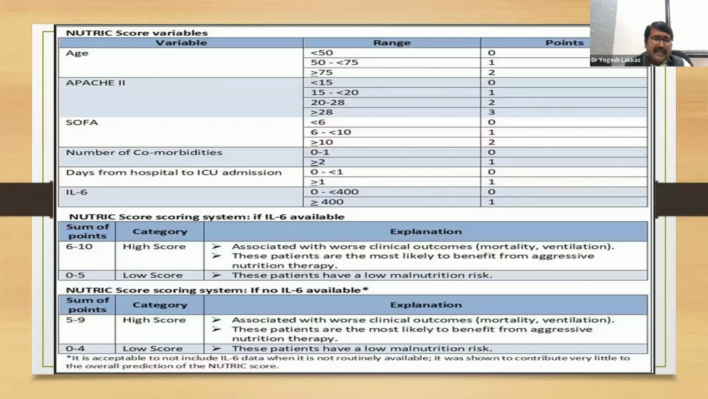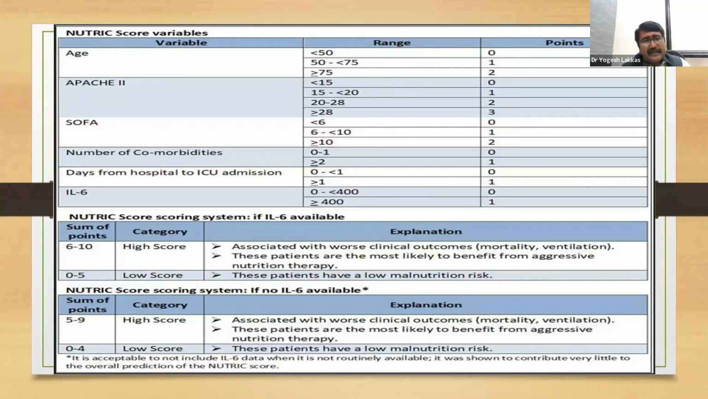And from the table we can see that some of the points, like 6 to 10, is a high score. It is associated with worse clinical outcome, mortality, as well as the ventilation requirement. These patients are the most likely to benefit from the aggressive management of the nutrition therapy. Then 0 to 5 is a low score. These patients have low malnutrition risk.